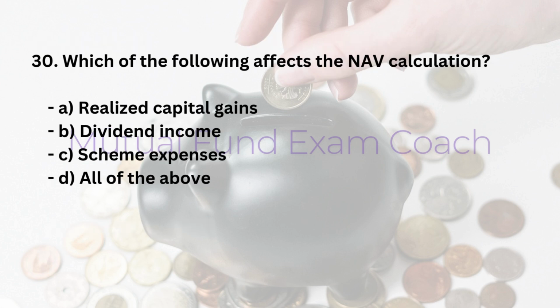30. Which of the following affects the NAV calculation? A. Realized capital gains. B. Dividend income. C. Scheme expenses. D. All of the above. Answer, D. All of the above.